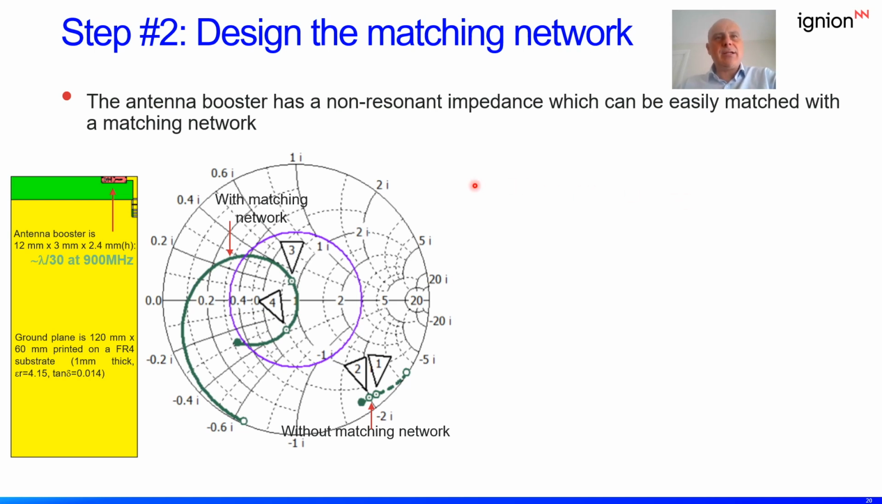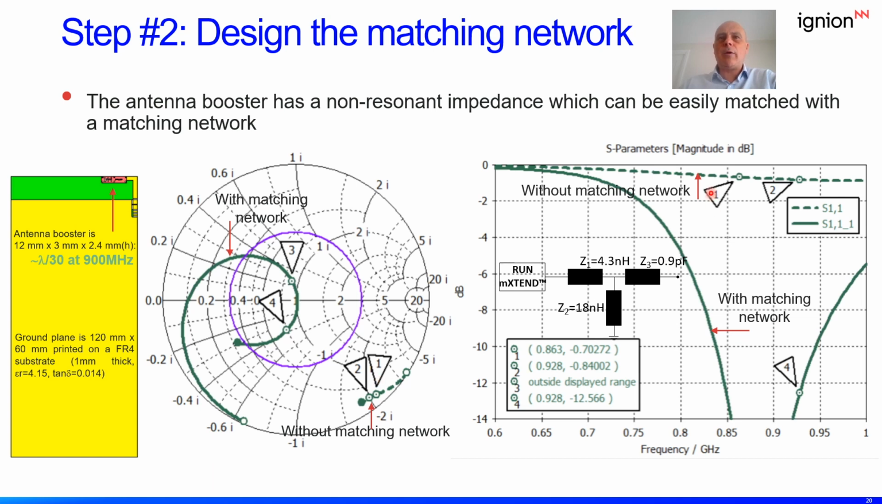How can we change the input impedance thanks to a matching network? Well, it's very simple. Here what we have is an antenna booster, very small, λ/30, on a ground plane in yellow color. Without any matching network, the input impedance is reactive and it is very far away from the center of the Smith chart. So it is a very poor match. In terms of S11, it's about -1 dB. This means that most of the power that the transceiver will inject into the matching network will be reflected back and the efficiency will be very poor.